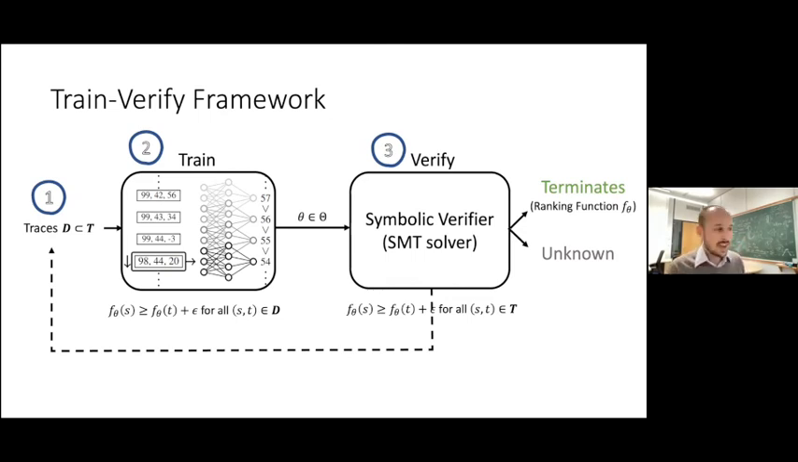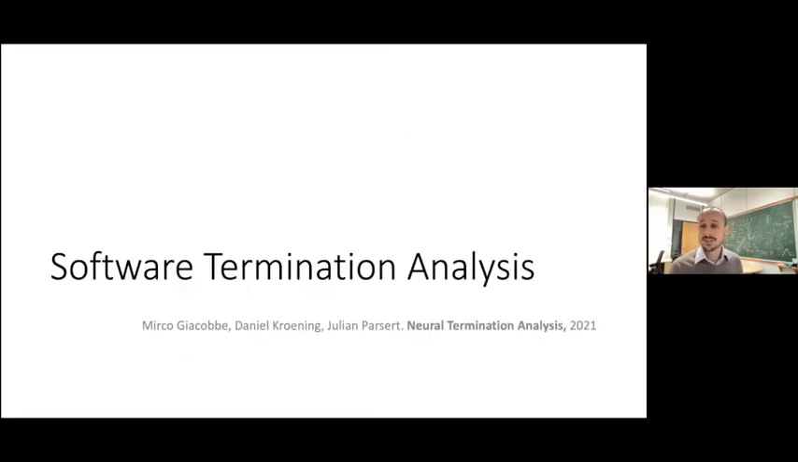I can go through a few examples if I have a bit of time, but that's really the message I wanted to bring across. Okay, so we have played with this idea a bit: training a candidate, not being sure the candidate is right, and then verifying and hoping it's right. We have done this with Java programs. The paper is Neural Termination Analysis.